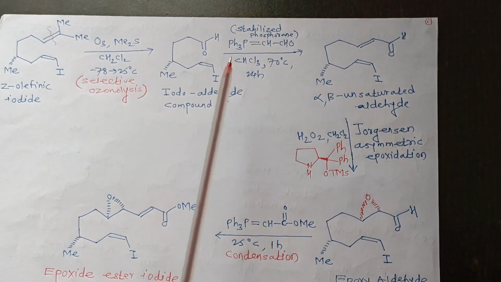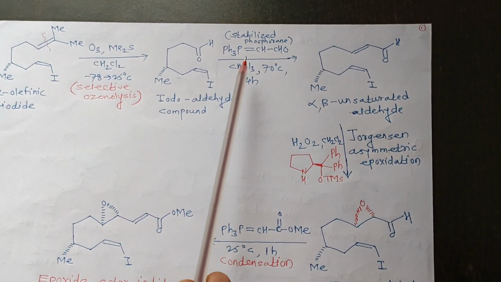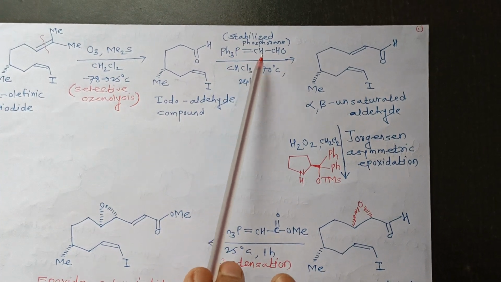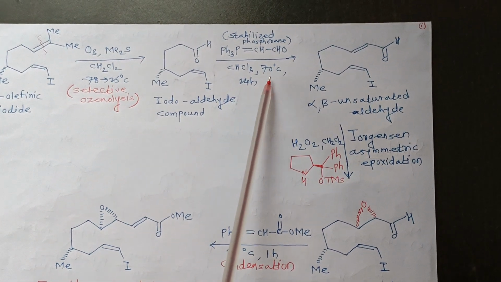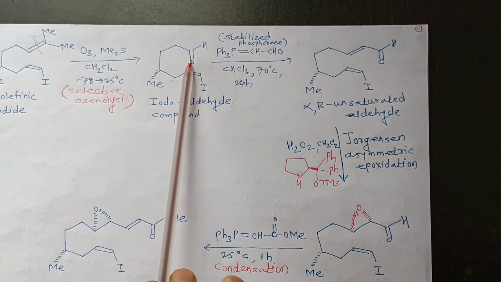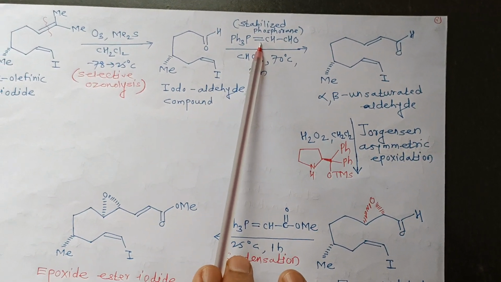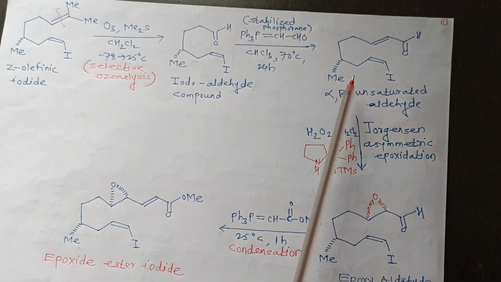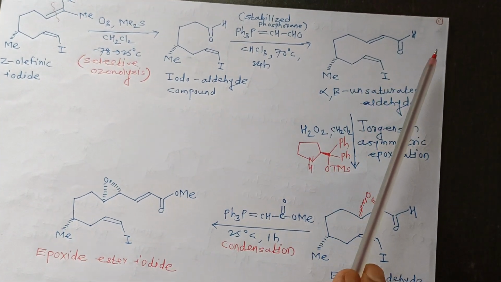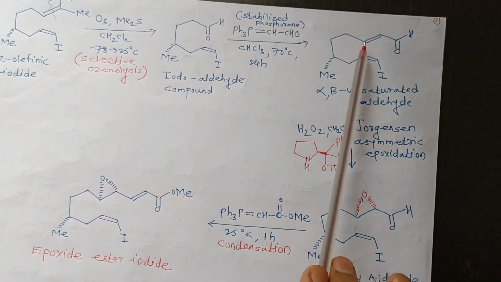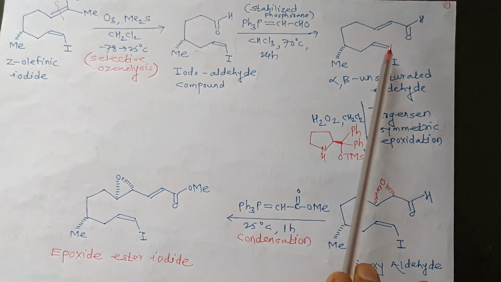In the next step, that iodoaldehyde compound undergoes further Wittig reaction using stabilized phosphorane in chloroform solvent. That reaction was carried out at minus 70 degrees Celsius. So here the carbonyl group of the aldehyde will react with such type of stabilized phosphorane, and there is formation of alpha beta unsaturated aldehyde. There is formation of alpha beta unsaturated carbonyl compound. So this is the alpha carbon and this is the beta carbon, therefore we call it alpha beta unsaturated aldehyde.